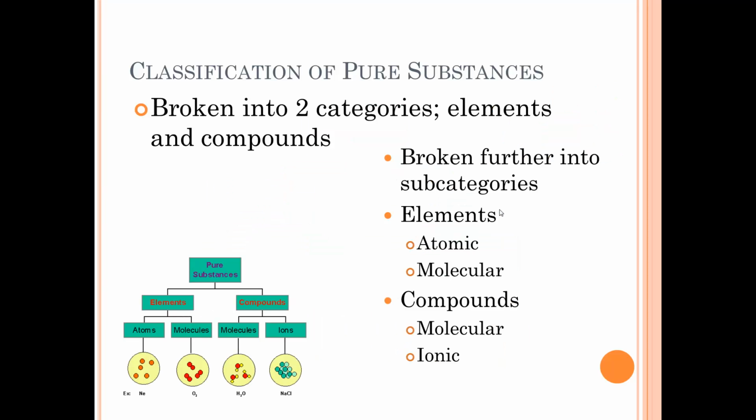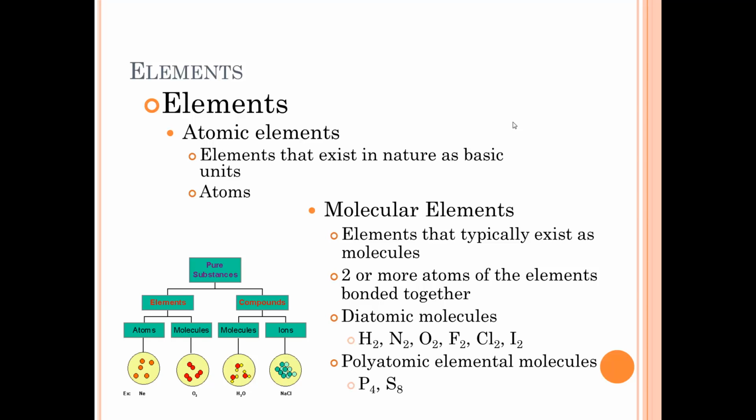So if we're looking at the pure substances, this can be broken down into 2 categories, elements and compounds. And they can then be broken down further. When we're looking at the elements here, it can be broken down into atomic elements, which are elements that exist in nature as basic units, in other words, atoms. Or molecular elements, which are elements that typically exist as molecules, 2 or more atoms of the element bonded together.